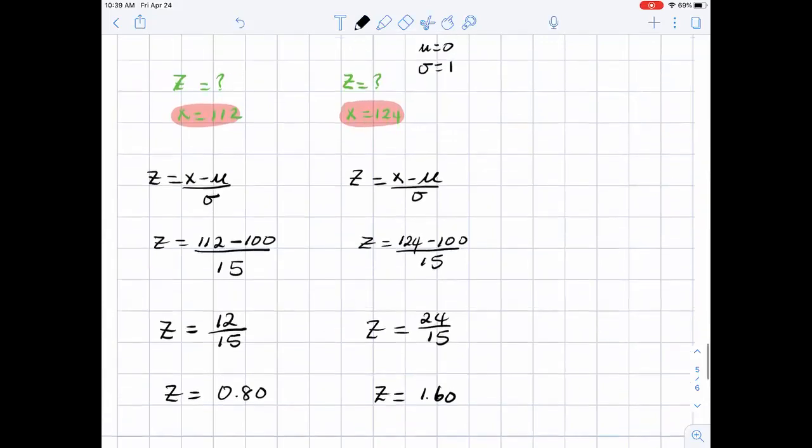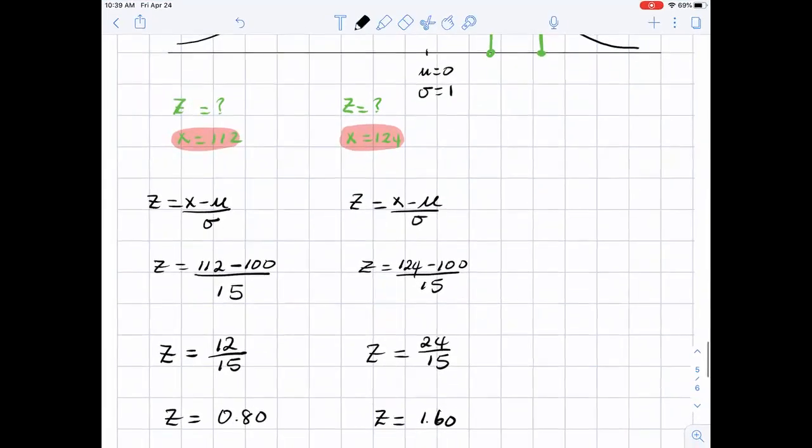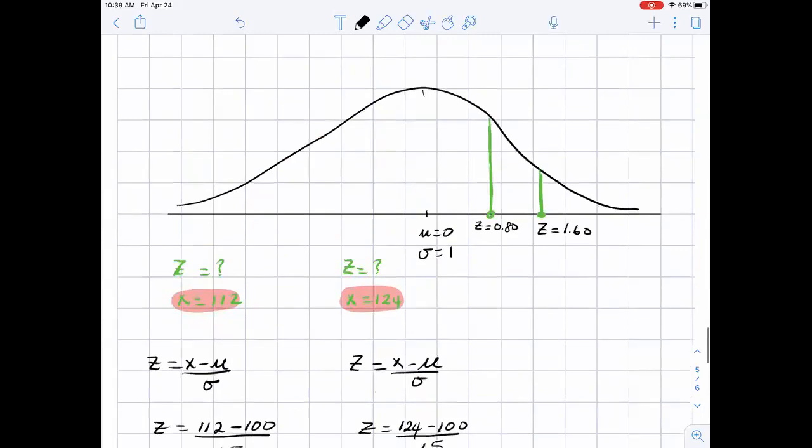So the values we've obtained now, okay, this value here, z is equal to 1.60. This value here, z is equal to 0.80. And don't forget, we want, let's change color, this area here.